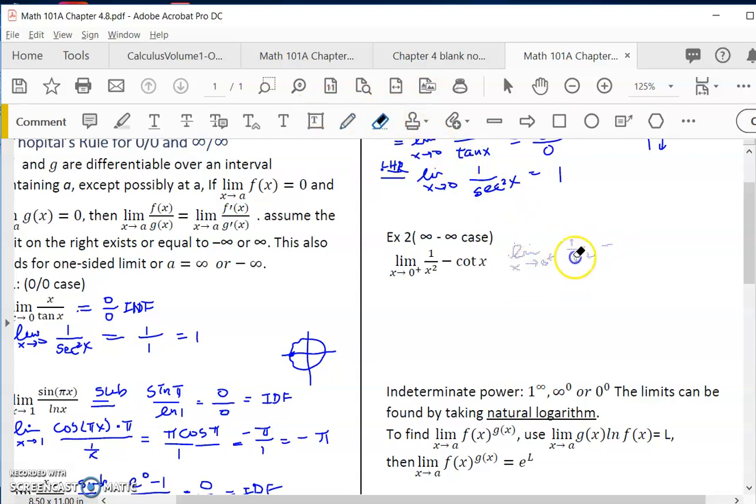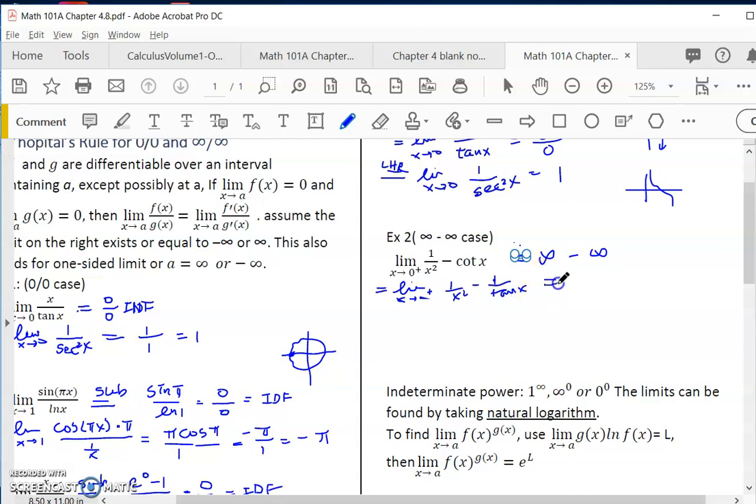So I'm supposed to plug in to check that it is infinity minus infinity. So 1 over 0 is infinity. Okay. Cotangent x, remember cotangent is this graph, right? So it's also infinity. So it is the case that we can do rewriting. So I will choose to rewrite it as the limit as x approaches 0 positive of 1 over x squared minus 1 over tangent x.